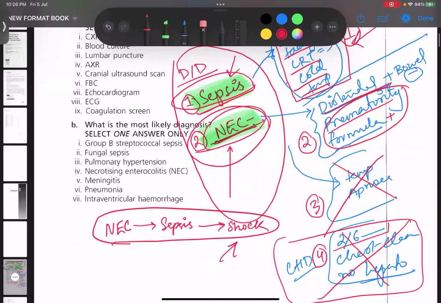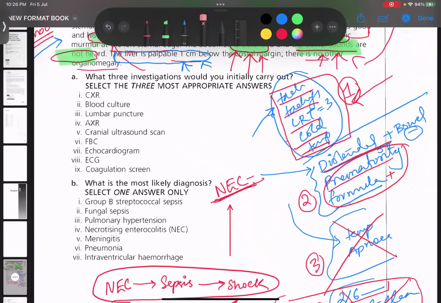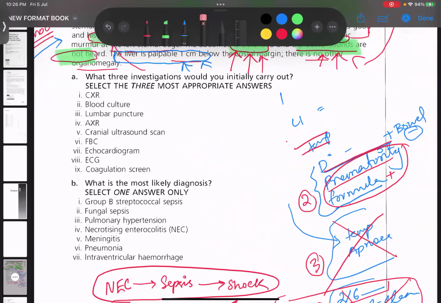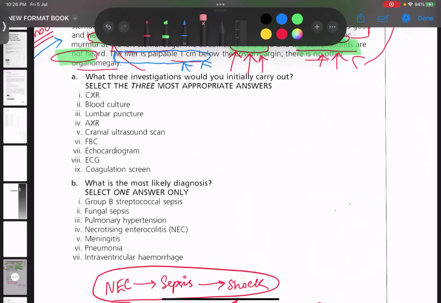Okay. Now, if this baby has come to us, what are the investigations you would do? Since I'm considering this to be a case of necrotizing enterocolitis, shouldn't I go for an abdominal X-ray? Yes, ma'am. Yes, so I'll consider abdominal X-ray. And since it is septic shock, definitely I'll go with a blood culture, right?